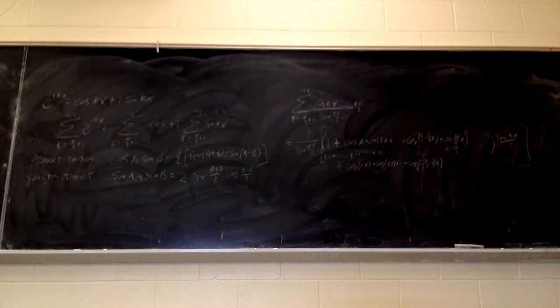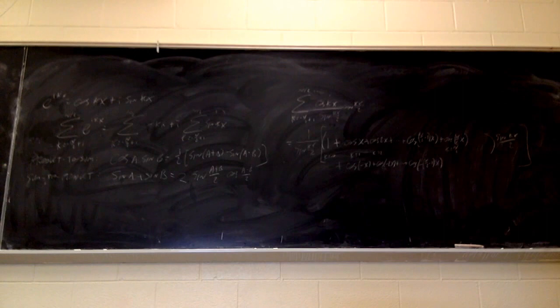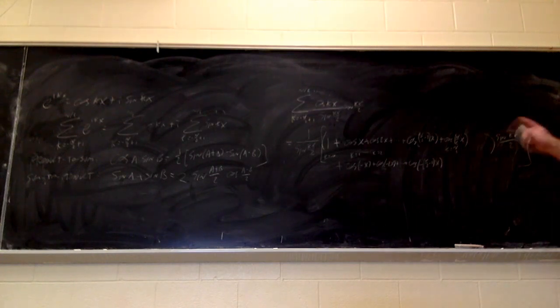Now, using your immense knowledge of trig functions, can you tell me how I can easily combine most of these terms? Oh wait, cosine of x and cosine of negative x. Right. Yes, cosine is an even function. So I can drop all these minuses.